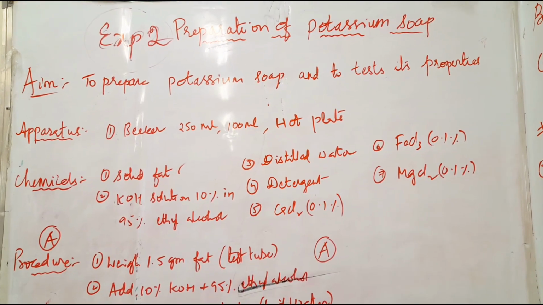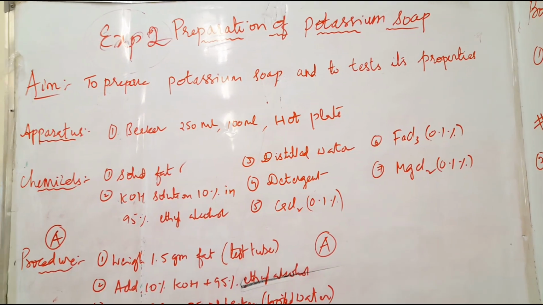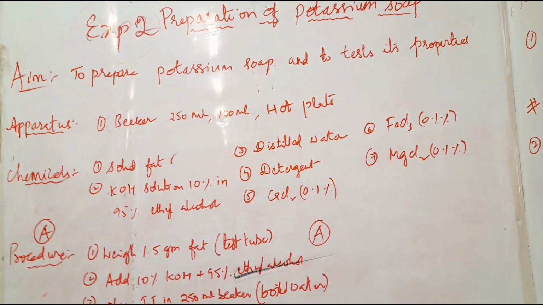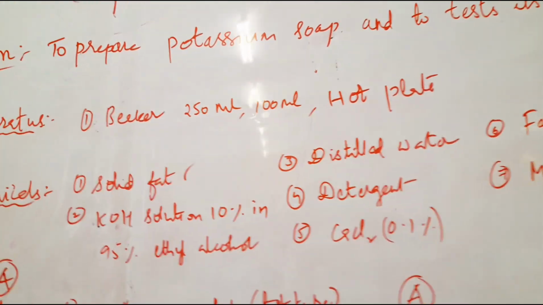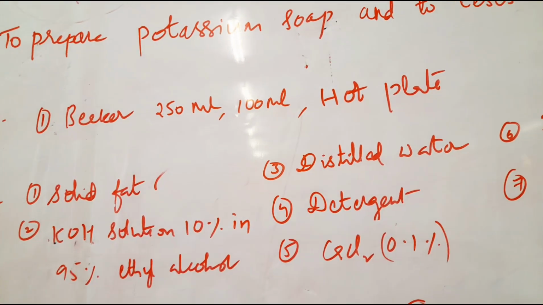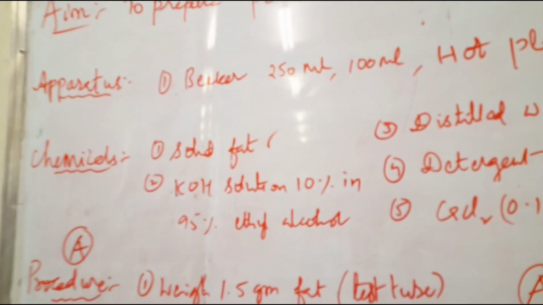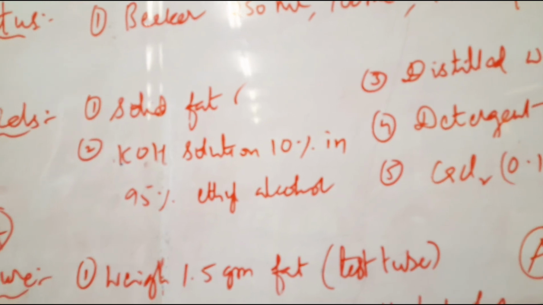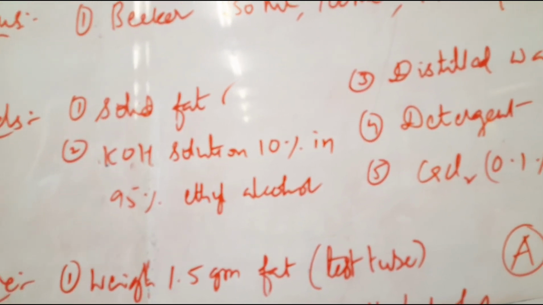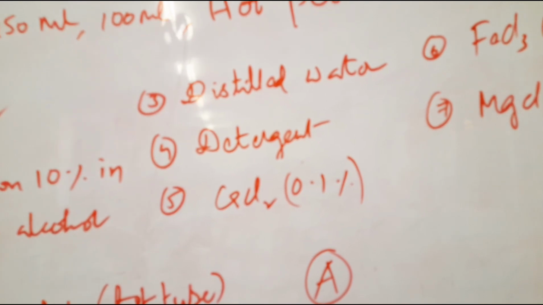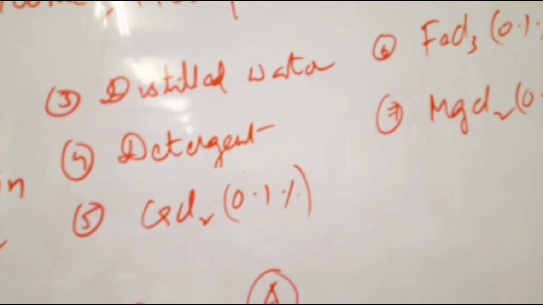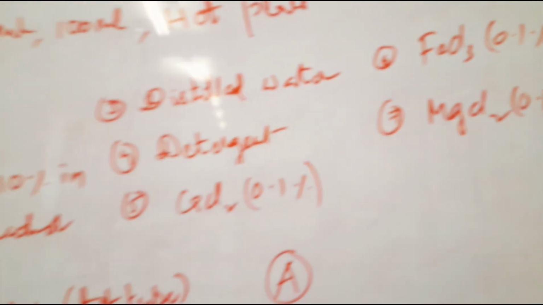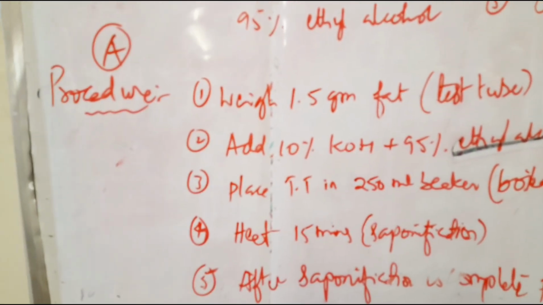Yes, you can see the procedure now on the board. Preparation of potassium soap. The aim is to prepare potassium soap and to test its properties. The apparatus is 250 ml and 100 ml beakers along with a hot plate. The chemicals required are solid fat, potassium hydroxide solution 10% in 95% ethyl alcohol, distilled water, detergent, calcium chloride 0.1%, ferric chloride 0.1%, and magnesium chloride 0.1%. These are the chemicals required. And then you can see the procedure.